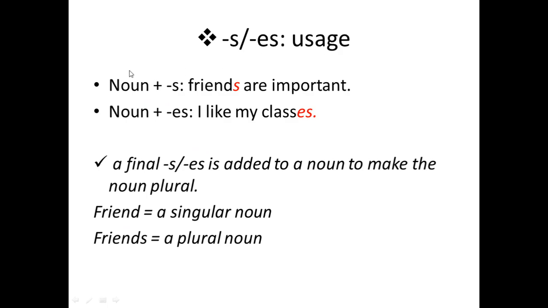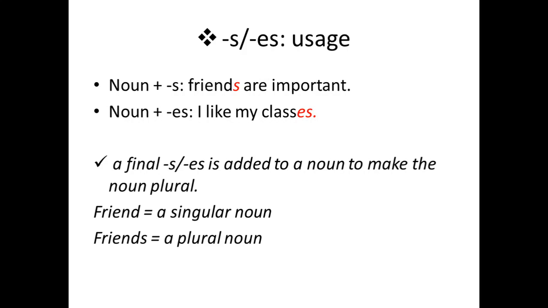We all know that S or ES are added to nouns and verbs. So now let's look at the nouns. If we wanted to add an S to a noun, this would be: friends are important, right? We add an S. The S made the singular noun into a plural noun, right?